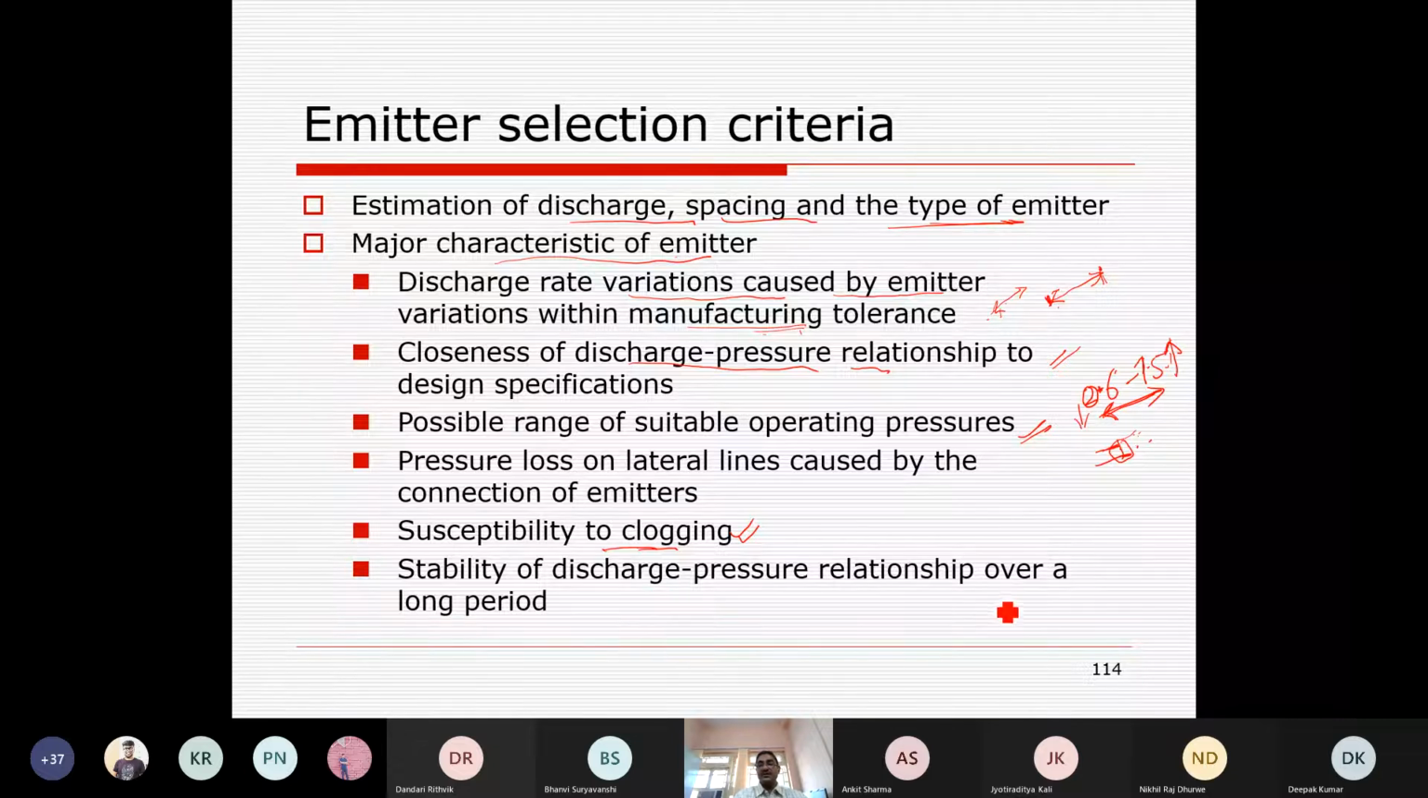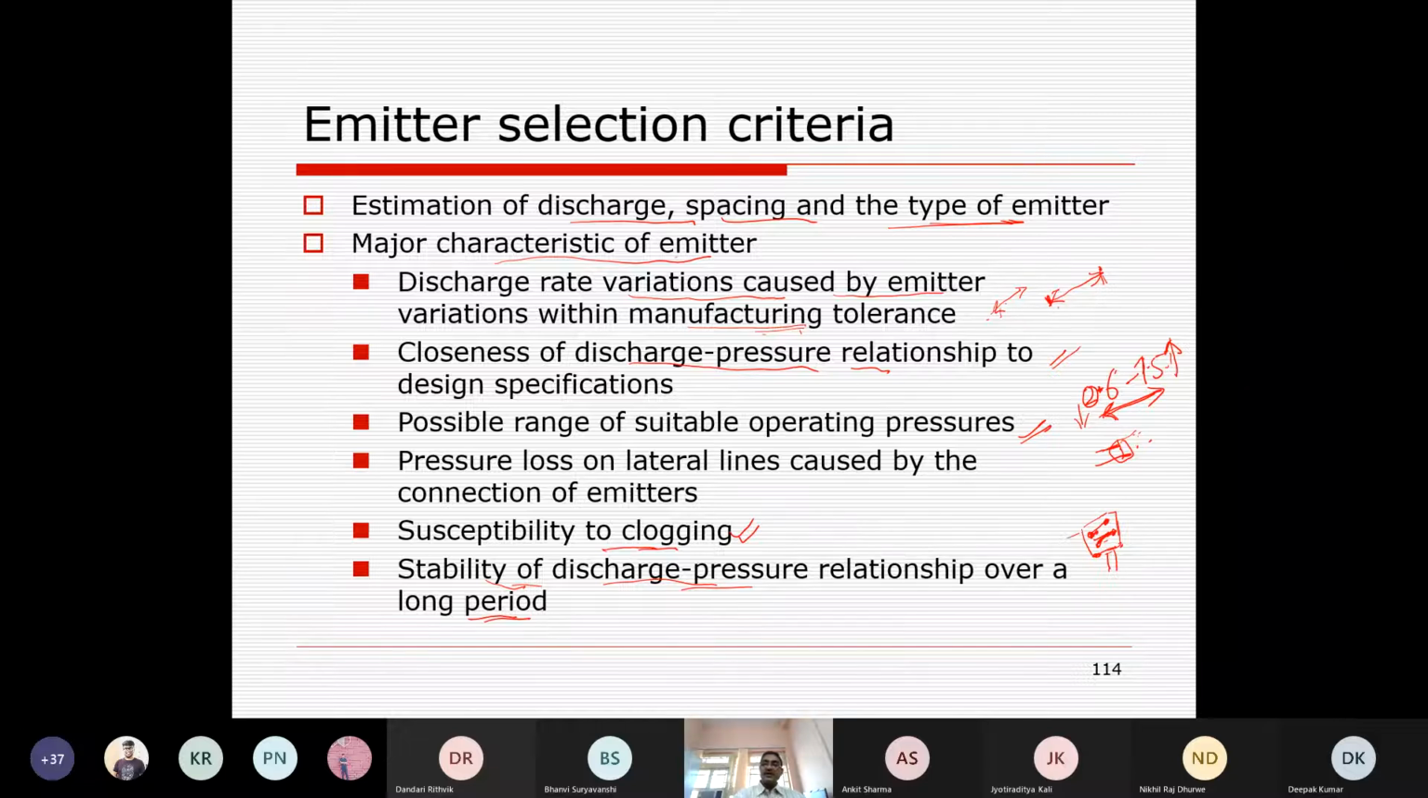And stability of the discharge pressure relationship over a long period of time. With time, there is corrosion or deposition of salts which are usually present in water. So up to what time the system will work satisfactorily under a particular condition or constant water quality, we should know. That shows the stability of the discharge pressure relationship over a long period of time. Reason being, when there is deposition of salt inside the drippers, main pipeline, or sub-main pipeline, it may not be economical to further operate the system. Otherwise, there may be loss of energy or power.